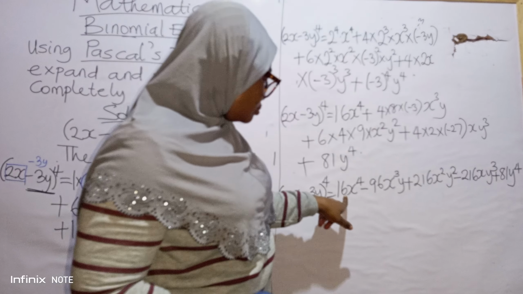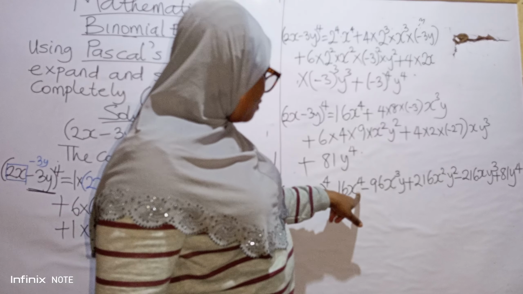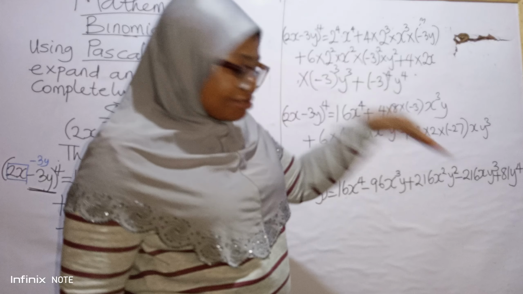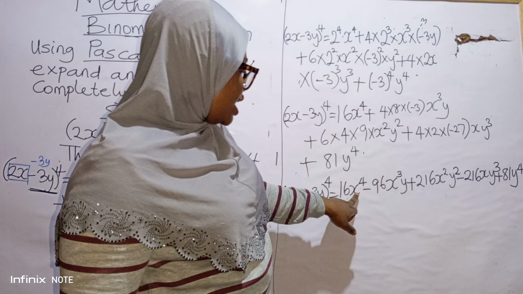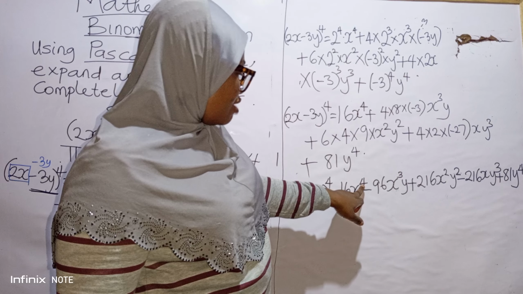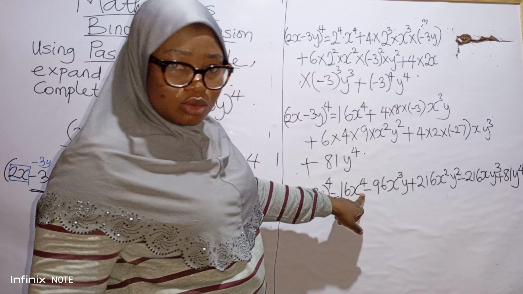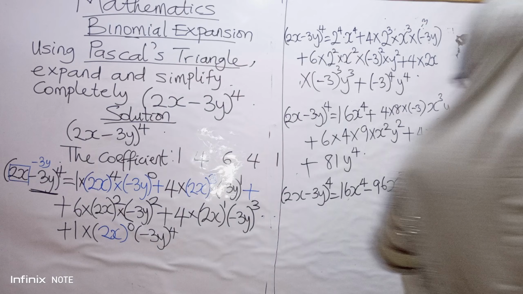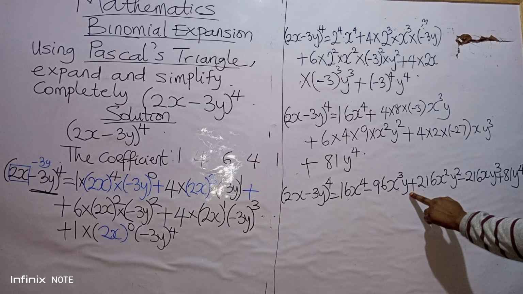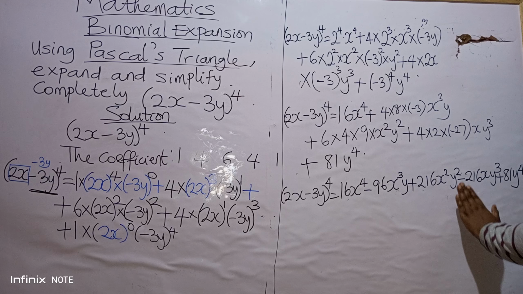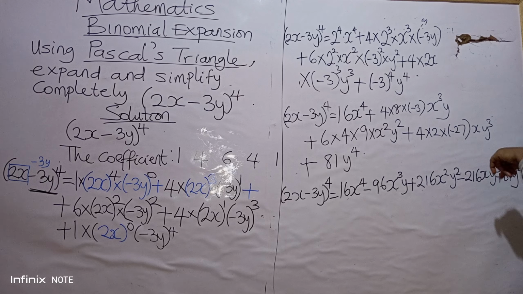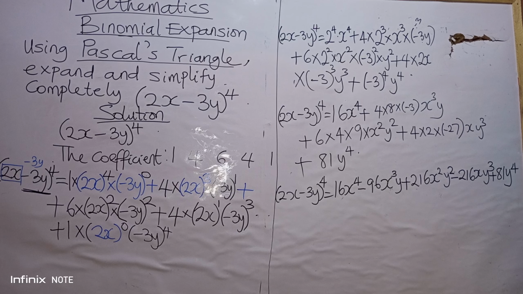So I want you to observe now. I told you that the power of the first term will be decreasing and the power of the second one will be increasing. So here, our x is raised power 4, y is raised power 0, which is 1. Then x raised power 3, you can see it decreasing, y raised power 1. x raised power 2 decreasing, y raised power 2 increasing, x raised power 1 decreasing, y raised power 3 increasing. Then here x raised power 0, which is 1, then y raised power 4.